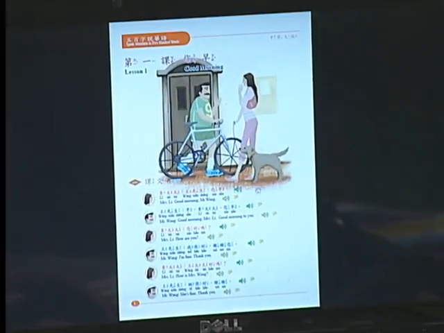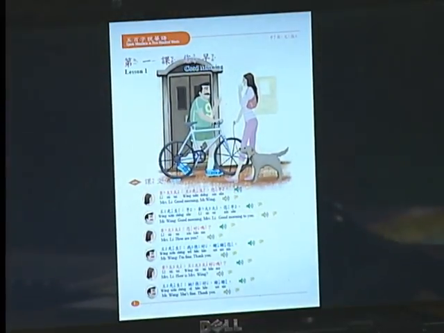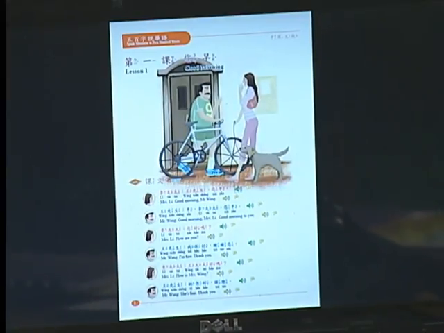So this picture shows what? Two persons, right? This is a man, this is a lady. It happens this woman is Li Tai Tai. Can you remember that? Li Tai Tai. Li is the last name, just like in English you have Mr. Li, Chinese have Mr. Li. This is Mrs. Li.